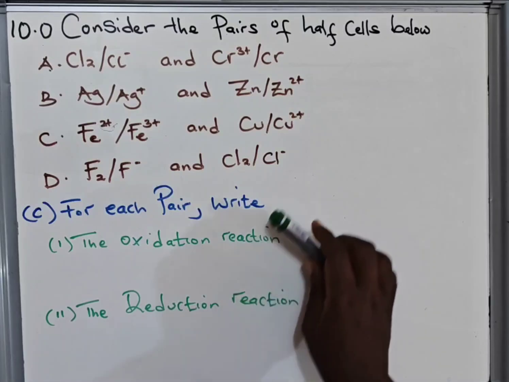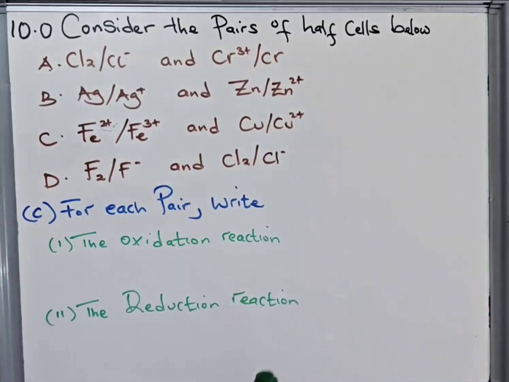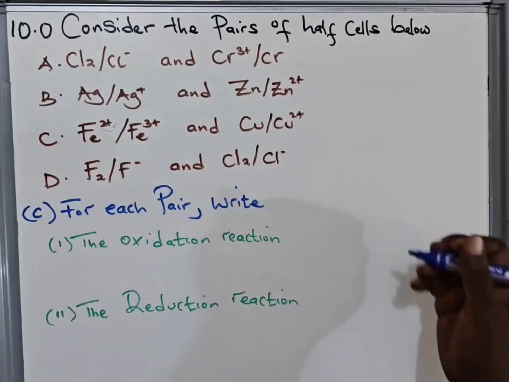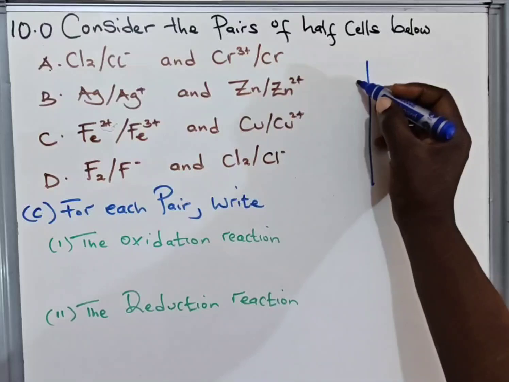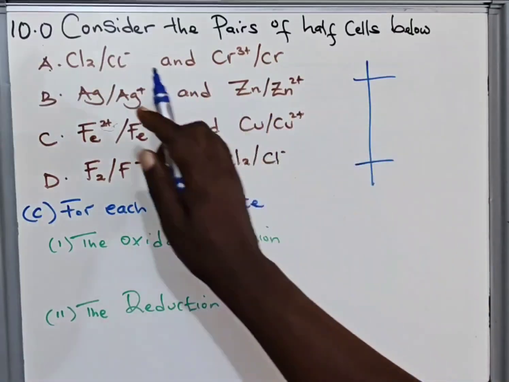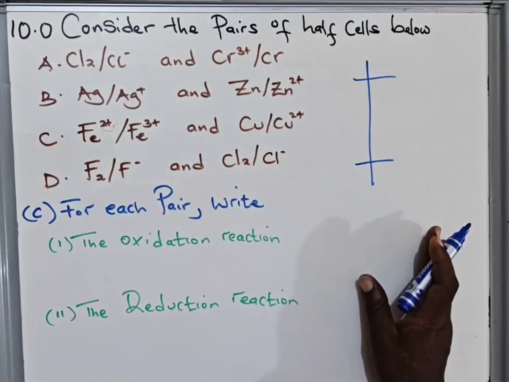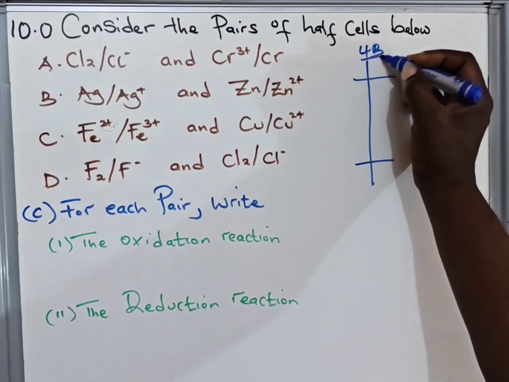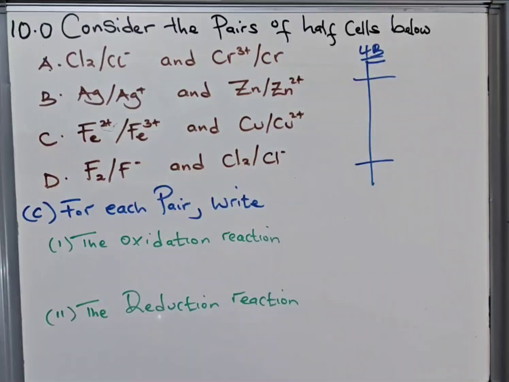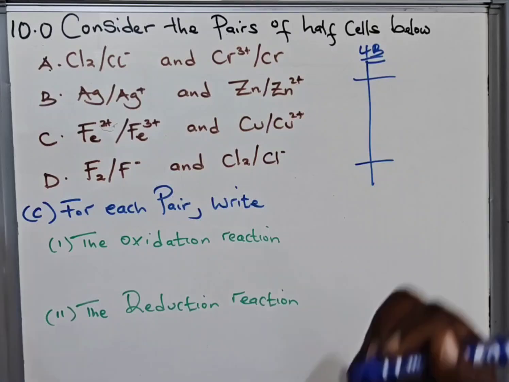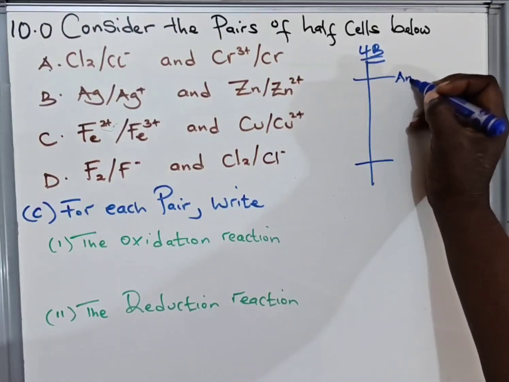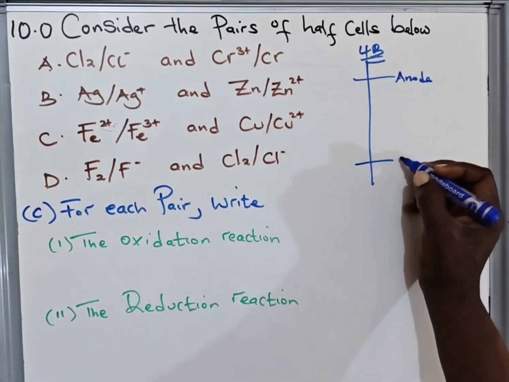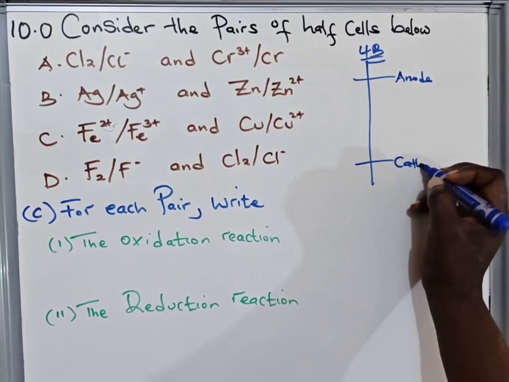Okay. So what do we do? Where do we go to start with this question? We start with, first of all, identifying which of the half cells is anode and which one is cathode. So when you go to table 4B, which is our preferred table, you have to know that whatever comes first is the anode, and what comes later is the cathode.